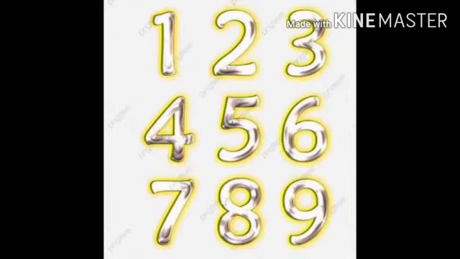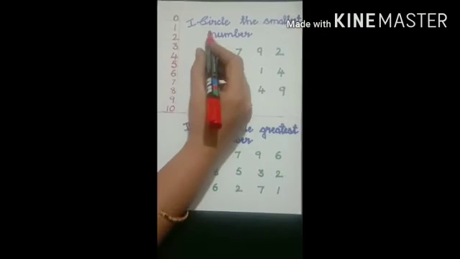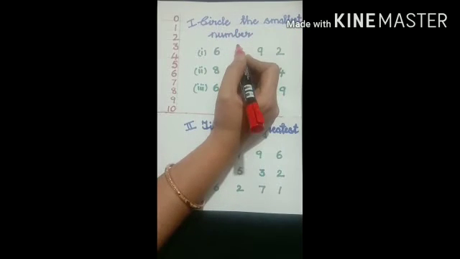Do you know numbers, children? Yes, all of us know numbers. Have you heard about one digit number? Okay, don't worry. I will tell you what are one digit numbers. 0, 1, 2, 3, 4, 5, 6, 7, 8, 9 are one digit numbers. Got it? Circle the smallest number.